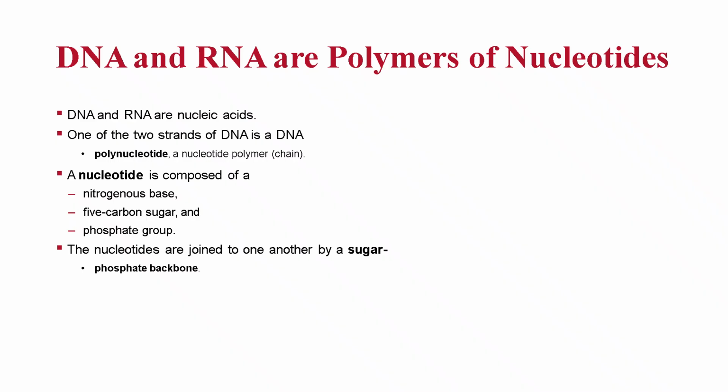Each nucleotide contains three components: a nitrogenous base, a 5-carbon sugar, and a phosphate group. When linked together, these nucleotides form a sugar-phosphate backbone, creating a stable chain capable of storing genetic information.